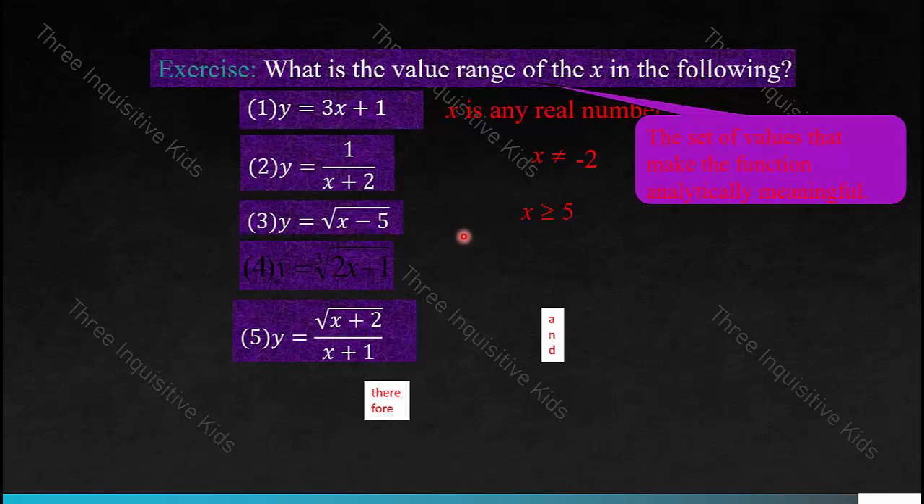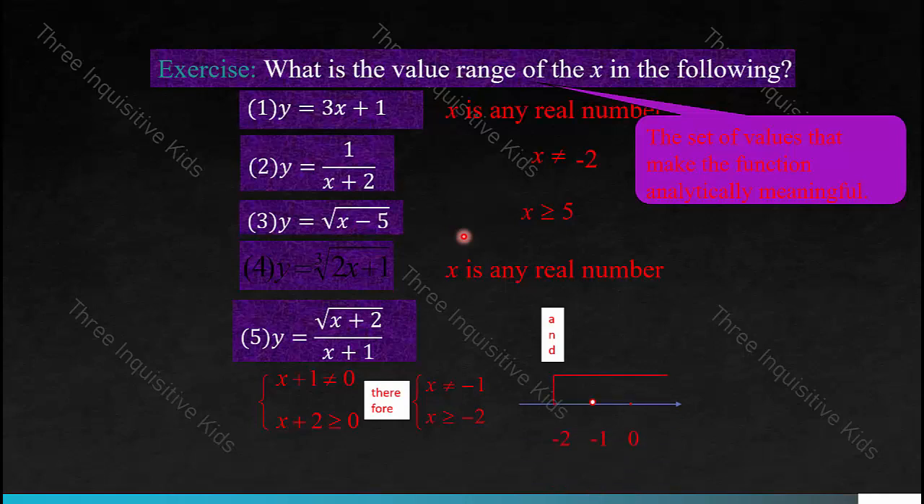Y is equal to the cube root of 2x plus 1. X can take any real number. And for the last one, y is equal to the square root of x plus 2 divided by the sum of x and 1. Well, there are two things you have to think about now. X plus 1 cannot equal 0, and x plus 2 has to be greater than or equal to 0. Therefore, x cannot equal -1, and x has to be greater than or equal to -2.